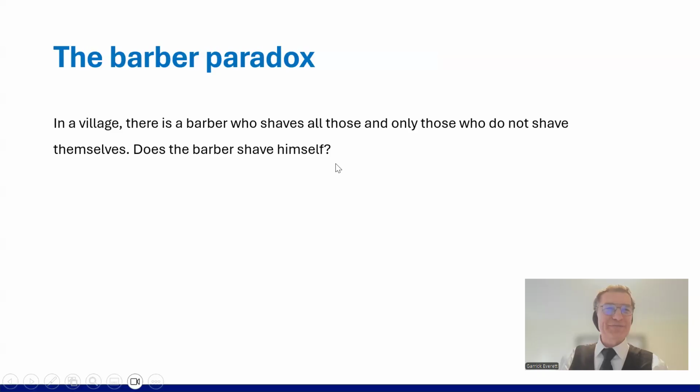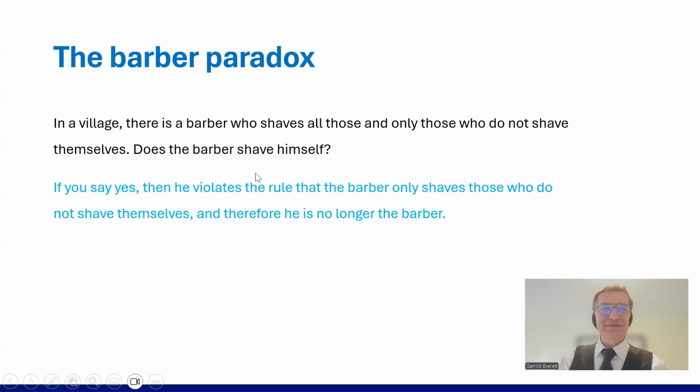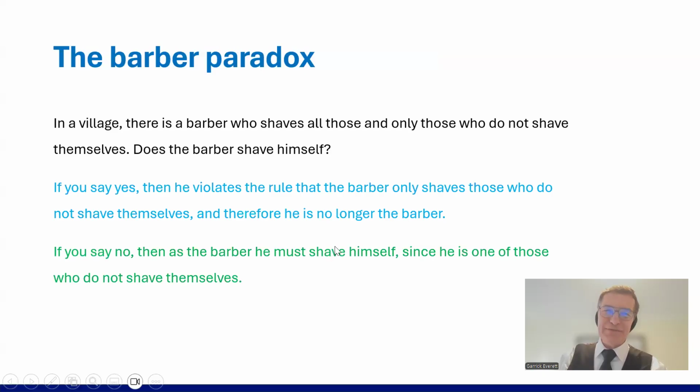So here we go. If you say yes, then he violates the rule that the barber only shaves those who do not shave themselves, and therefore he's no longer the barber. If you say no, then as the barber, he must shave himself, since he is one of those who do not shave themselves. So that's the paradox. He can't shave himself, but he has to shave himself. So the barber shaves all those and only those who do not shave themselves. So there is the barber paradox.